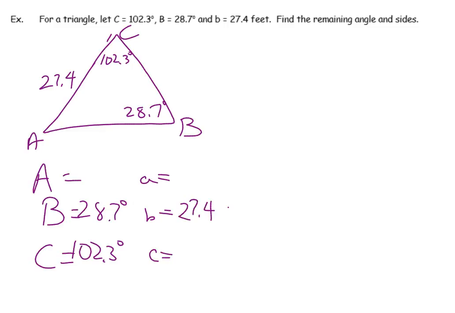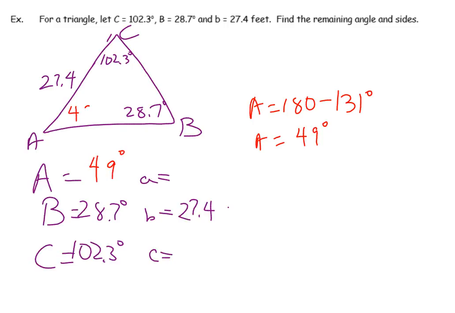So now, let's go ahead and find the missing parts. Well, I can easily find angle A. Again, I can just subtract angles B and C from 180. When you add those, you get what? 131. B and C is 131 degrees exactly. So angle A would equal 180 minus 131 degrees. When you do that, you get 49 degrees. So angle A is 49 degrees, and we're going to fill that into my picture.